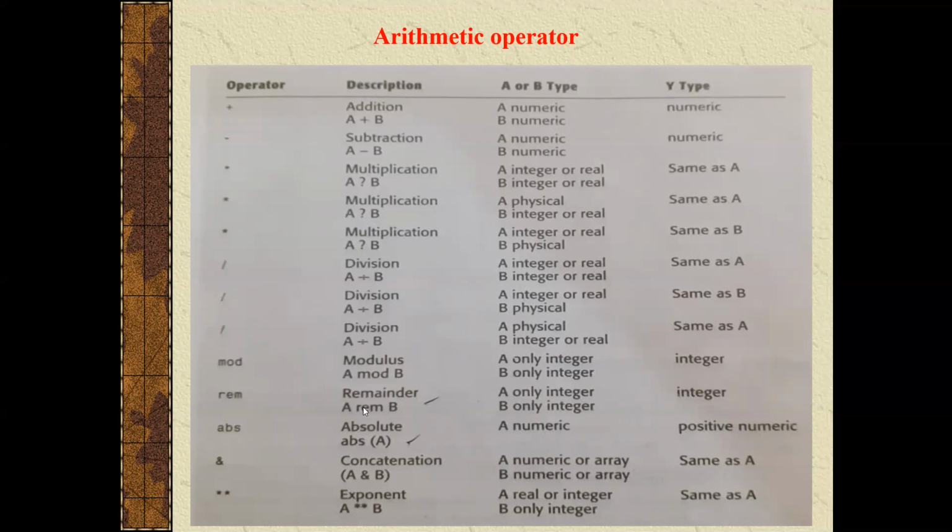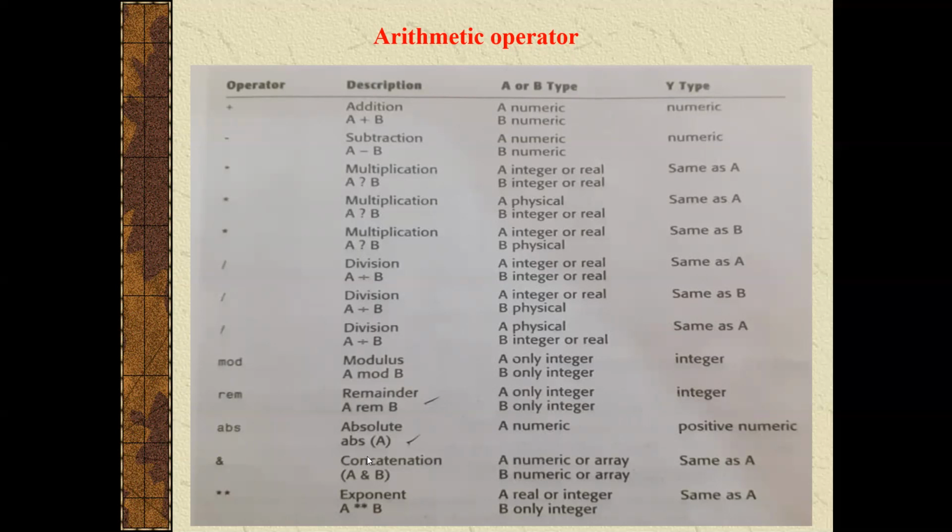If we have to check the remainder of A and B, we write A REM B. Such code will be used for checking the remainder produced by these operands. A and B are both in integer form, and the output is also available in the form of an integer only.